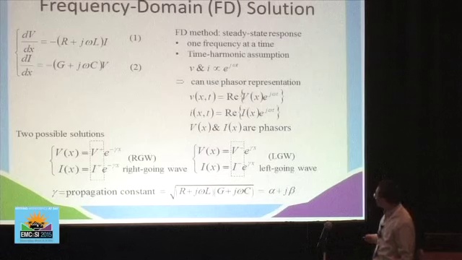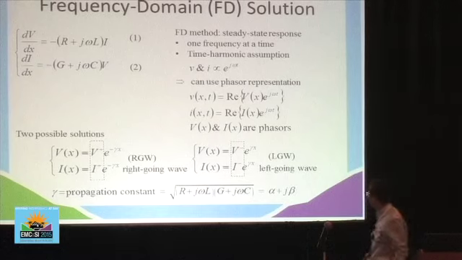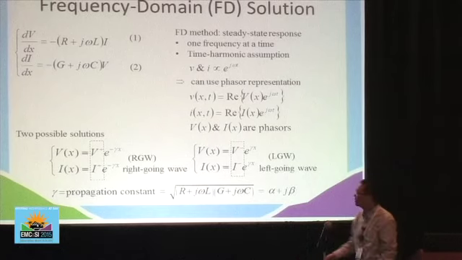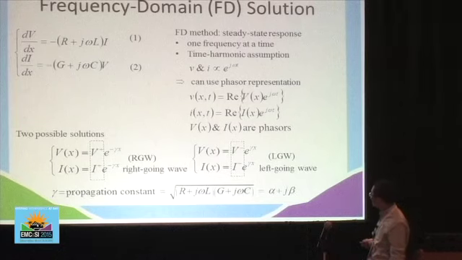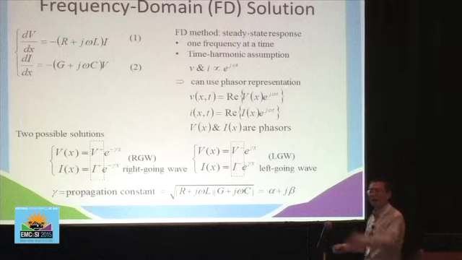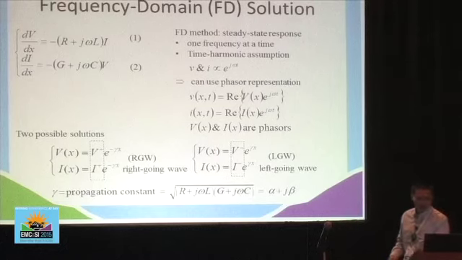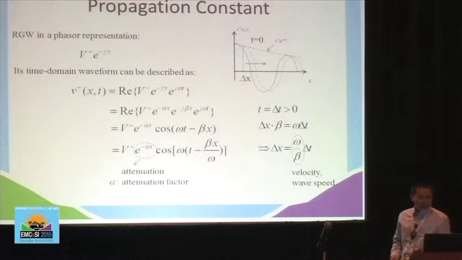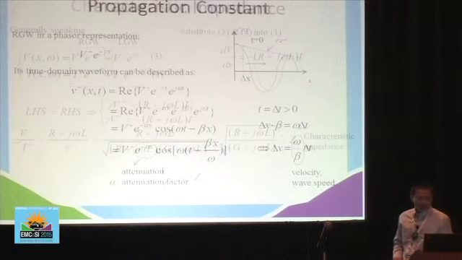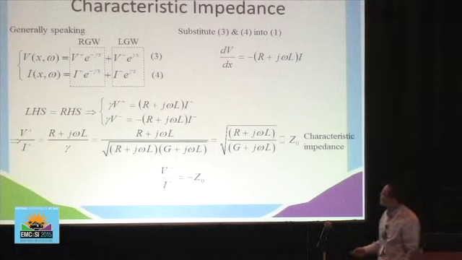Now, gamma is a complex number. The real portion determines the loss. The imaginary portion determines the speed. And loss and speed are uniquely defined by RLGC, by the cross-sectional geometry of the transmission line. Okay, that's the waveform in the frequency domain.